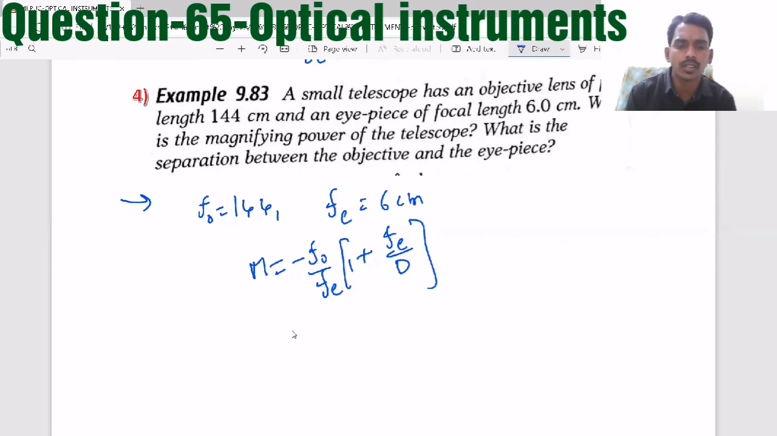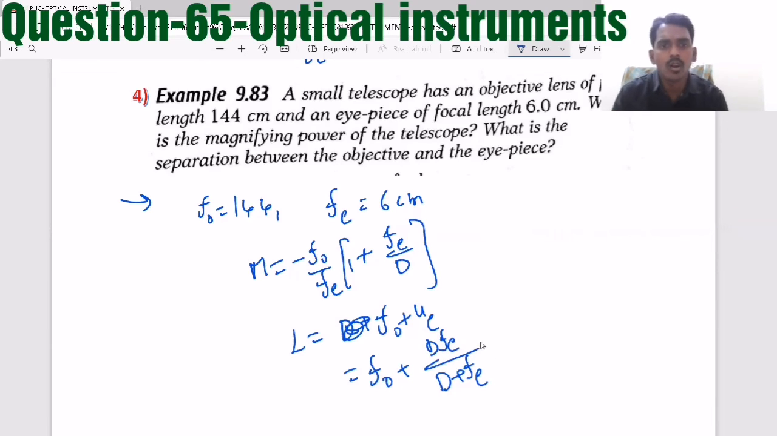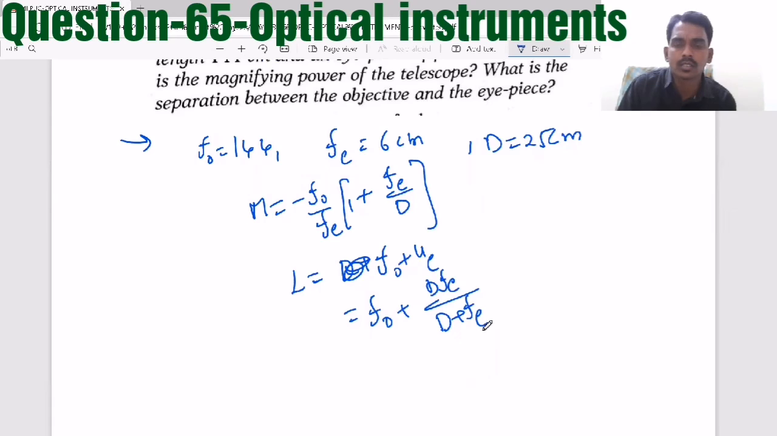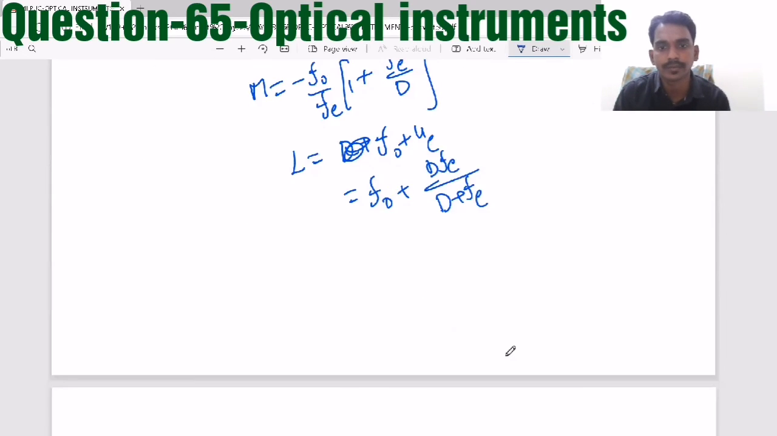What is the separation between the objective and eyepiece? That is the length of the tube. So length of the tube means f naught plus ue, nothing but f naught plus d fe by d plus fe. So all the values they have given. D value how much? 25 centimeter. F naught given, fe given. So here you have to understand that the separation between objective and eyepiece is nothing but the length of the tube. So you have to choose the formula accordingly. Then you can substitute and get the answer. So do the calculation properly.